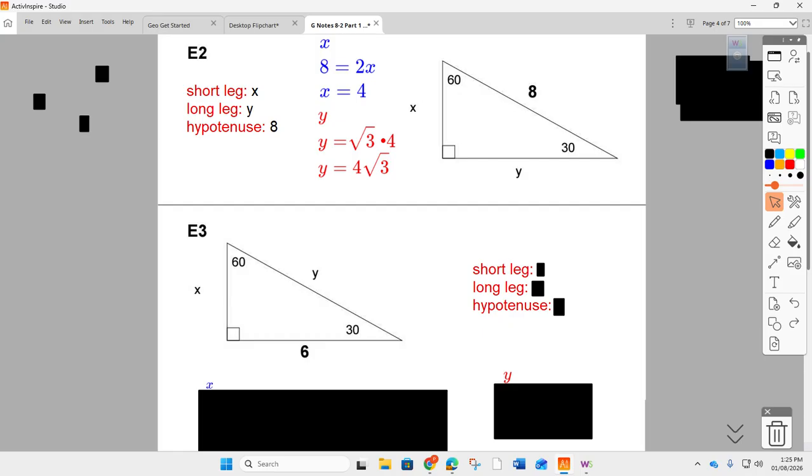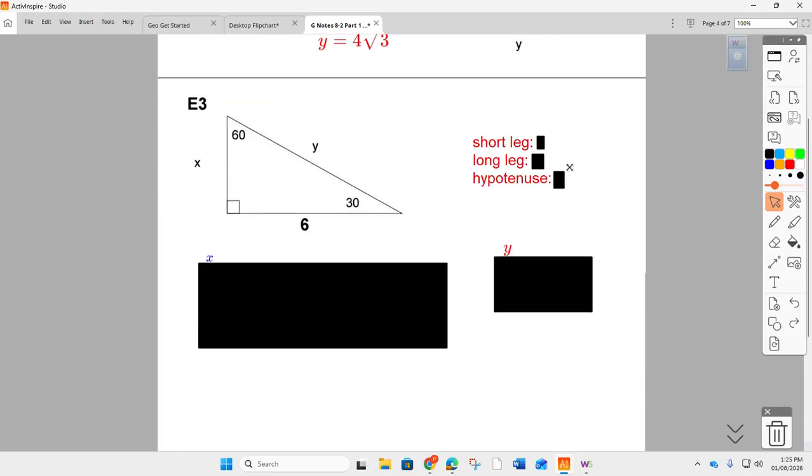All right, example 3. Short, long, hyp. These are the ones that are a little stickier. We know the length of the long leg. That's 6. The length of the short leg is unknown, and we're going to use x to represent its length. The length of the hypotenuse is unknown. We're going to use y to represent that length.